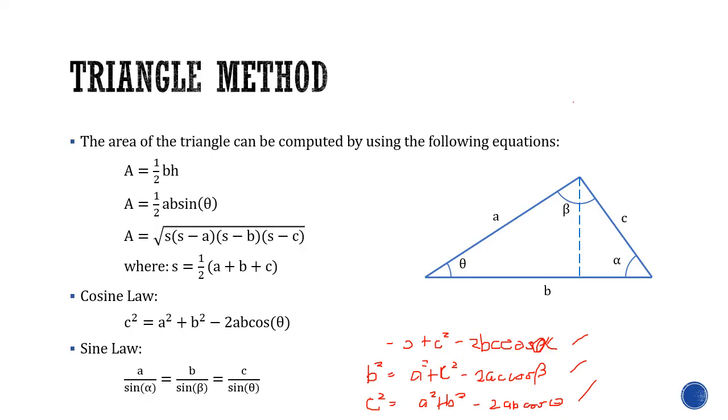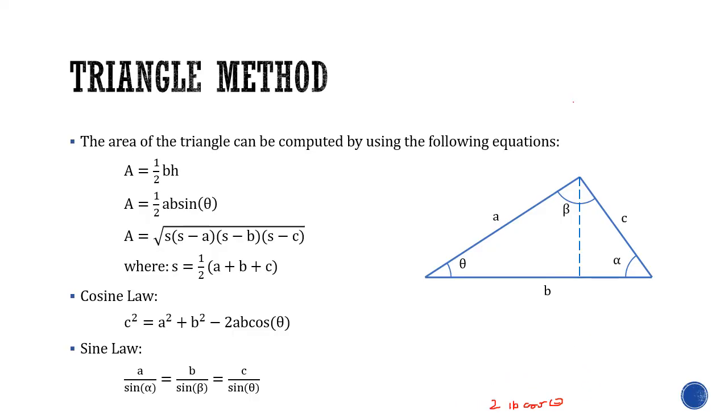Sine law naman, ang sinasabi ng sine law is that the side over the sine of the opposite angle ay consistent. The ratio of A over sine alpha ay equal to the ratio of B over sine beta. B opposite beta, A opposite alpha, C opposite theta. The ratio of the side over the sine of the opposite angle, consistent, pare-parehas yung ratio niyan. Yun lang yung mga pwede natin gamitin, so limited lang.